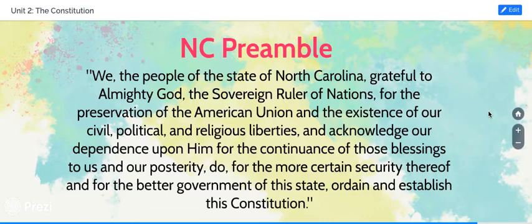We, the people of the state of North Carolina, grateful to Almighty God, the sovereign ruler of nations, for the preservation of the American Union and the existence of our civil, political, and religious liberties, and acknowledge our dependence upon Him for the continuance of those blessings to us and our posterity, do, for the more certain security thereof, and for the better government of this state, ordain and establish this Constitution.